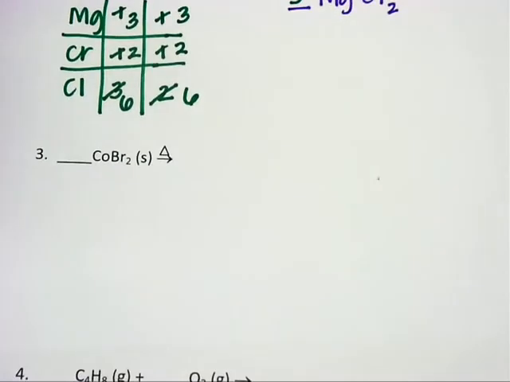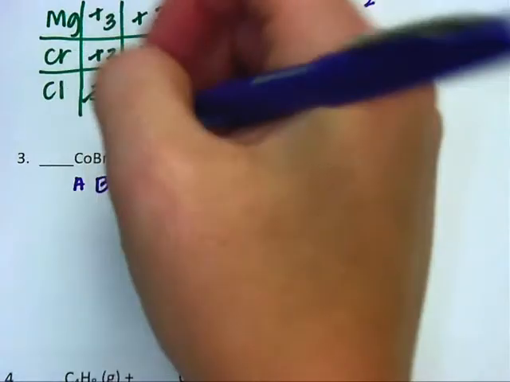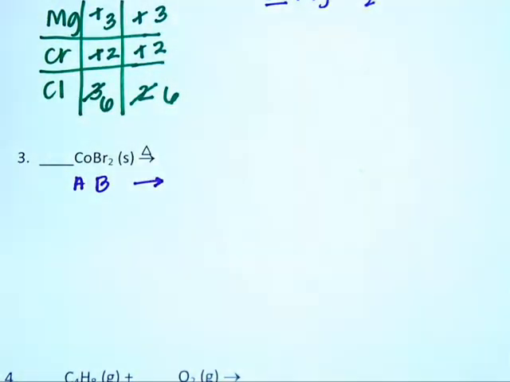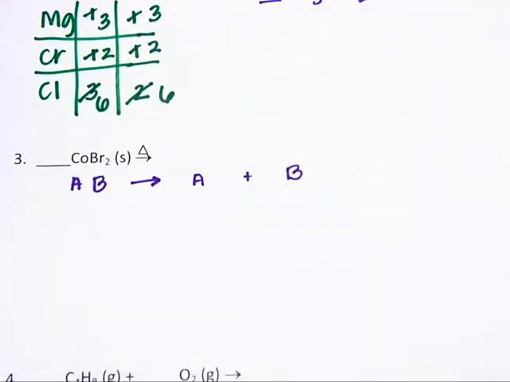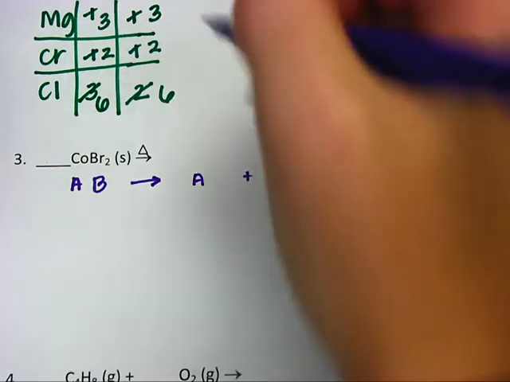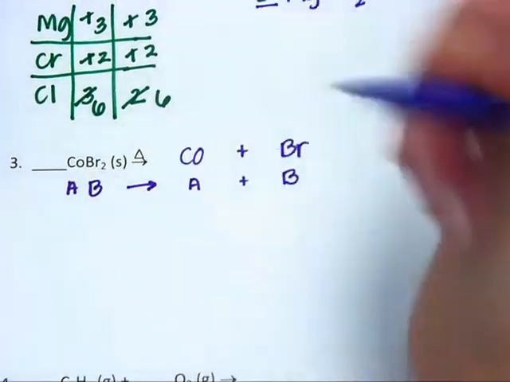This next one, you have CO plus Br2, or cobalt and bromide bonded together. So I have A and B, and it's breaking apart. Remember that that delta symbol means we're going to have heat. That's a good indicator that this is a decomposition reaction. I also know that because there's no plus sign on the left-hand side. So I'm going to break these 2 things apart by themselves. Easiest type of reaction to figure out, because all you have to do is split them up and add a plus sign in the middle.